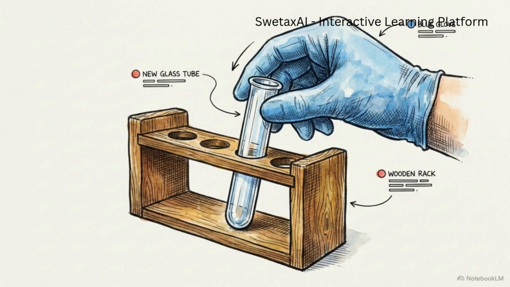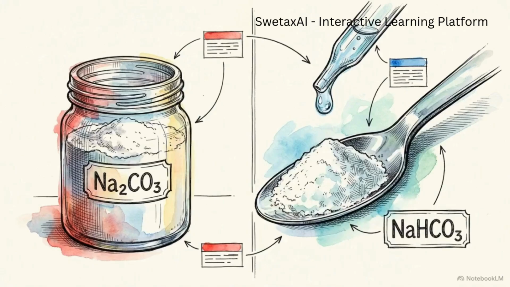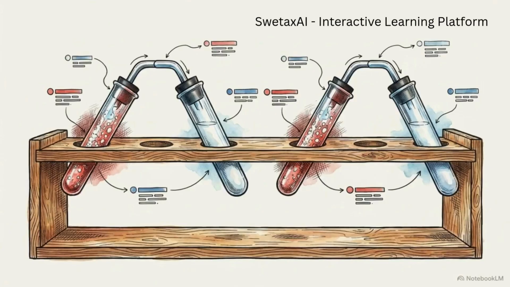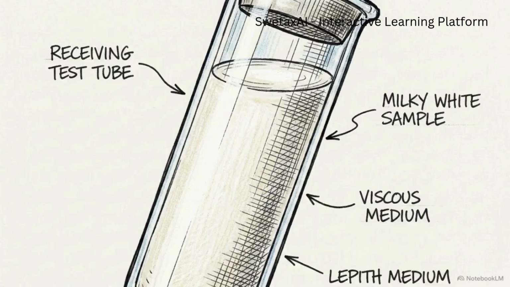Let's test a second compound to see if this behavior remains consistent. Wash your apparatus, starting with a clean reaction tube and fresh lime water. This time, replace the original powder with sodium hydrogen carbonate and pour in the same 2 milliliter volume of ethanoic acid. The physical results are identical. You see the same vigorous bubbling, and the lime water turns milky.